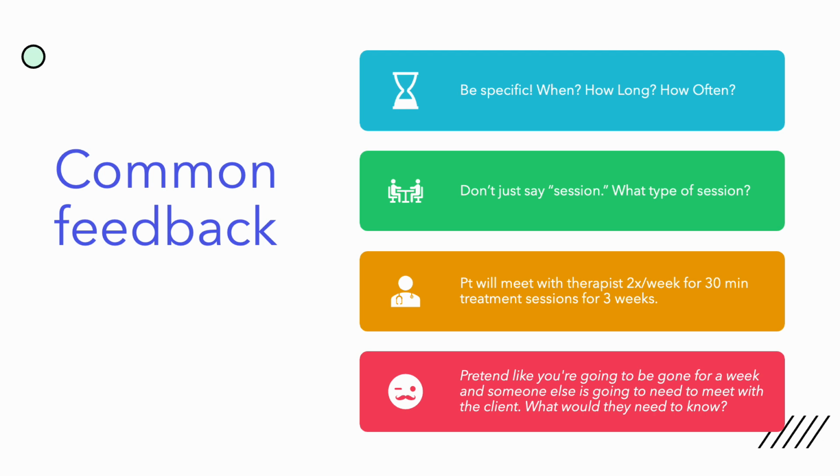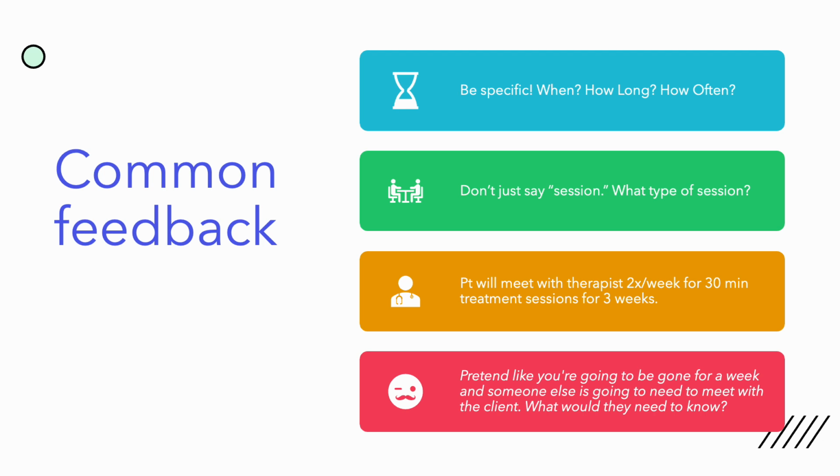Common feedback relating to our P, planning section: you're going to want to be specific. Once again, like our objectives: when, how long, how often. We're not just going to say session, be specific with your session. If it's an art session or a life skill session or what have you. Patient will meet with therapist 2 times a week for 30 minutes, treatment sessions for 3 weeks.